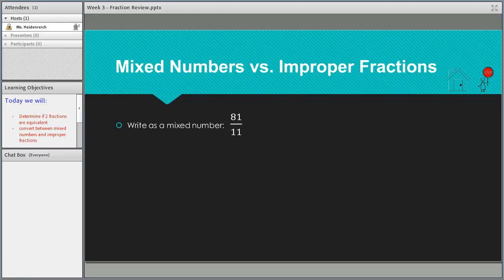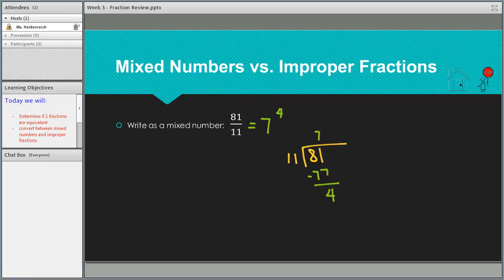Okay, so now we're going to move on to our next objective. We're going to write this improper fraction as a mixed number. So to do that, we take our numerator and we divide it by the denominator. So 81 divided by 11. We see how many times 11 goes into 81, which is 7. 7 times 11 is 77. If we subtract those two numbers, we get 4. And that's the remainder. And we're going to write that remainder over the original denominator.